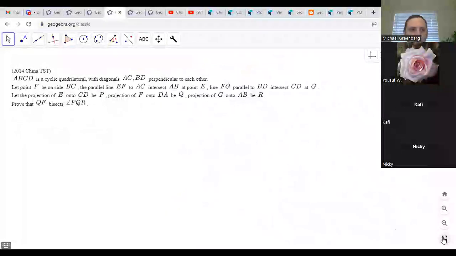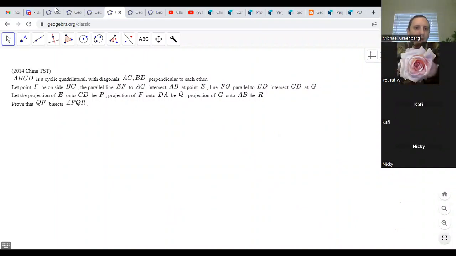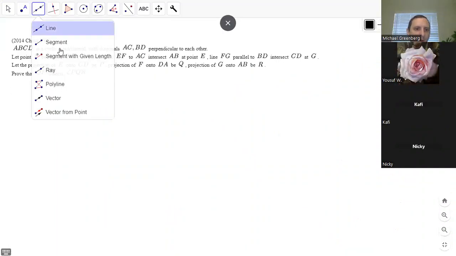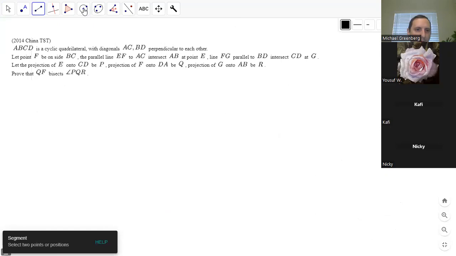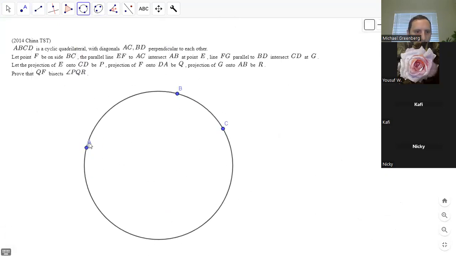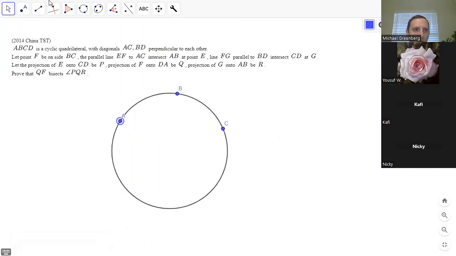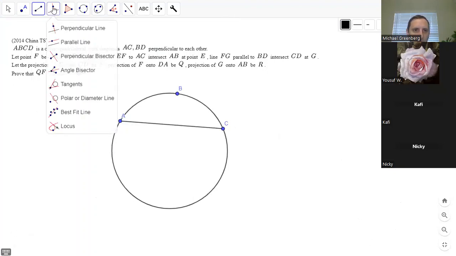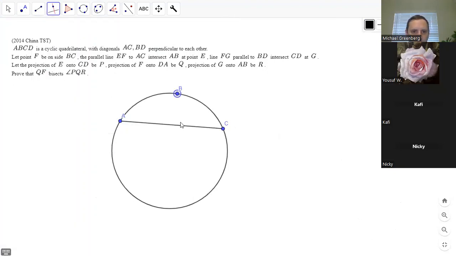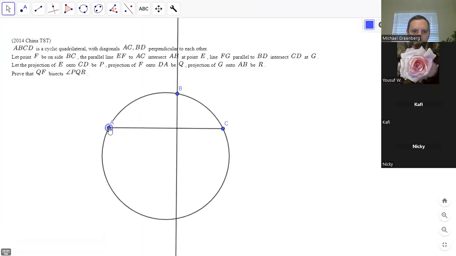This one I think might be a little easier. So let's see who's still on. So we have a cyclic quadrilateral. The diagonals are perpendicular. So F is on BC. Yeah, this one looks like it should be a little easier.